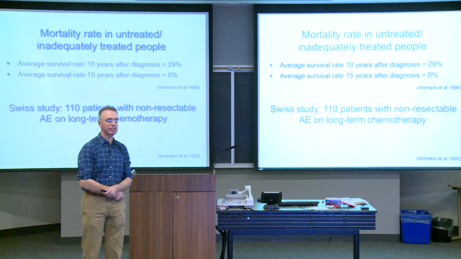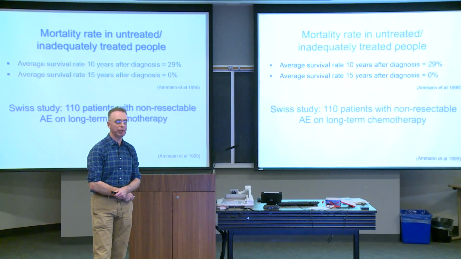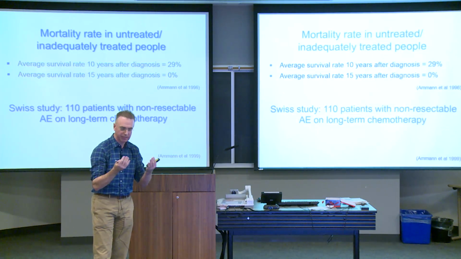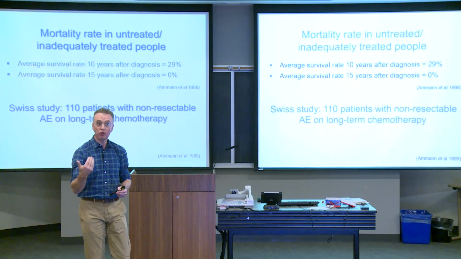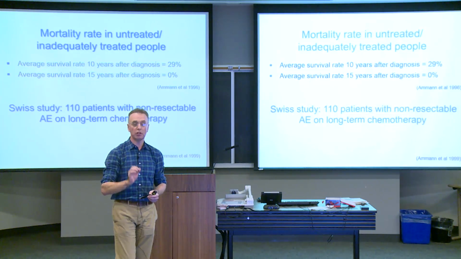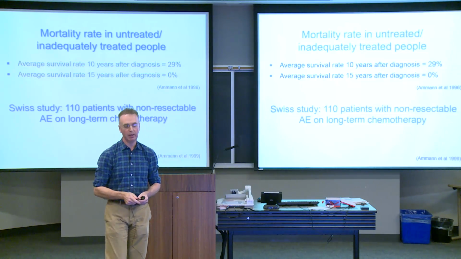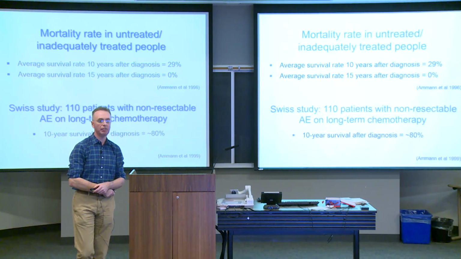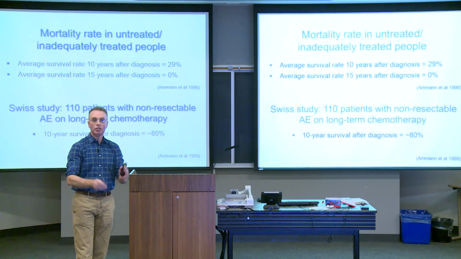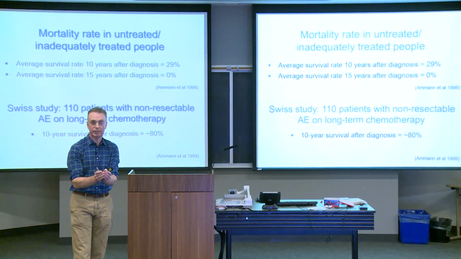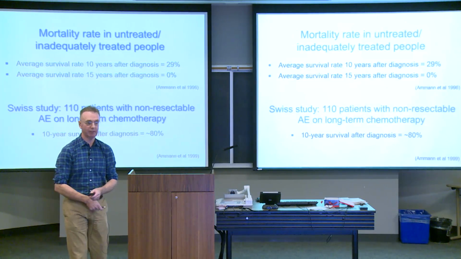This is a summary of some data from 110 people in Switzerland that had non-resectable AE, AE meaning alveolar echinococcosis, so the intermediate stage. So they had the non-resectable form, which is much more of a concern, but they were put on long-term chemotherapy. Right? And in this group of individuals, the 10-year survival after diagnosis is 80%. So treatment is highly beneficial. There's still a 20% chance you're going to be dead 10 years later.